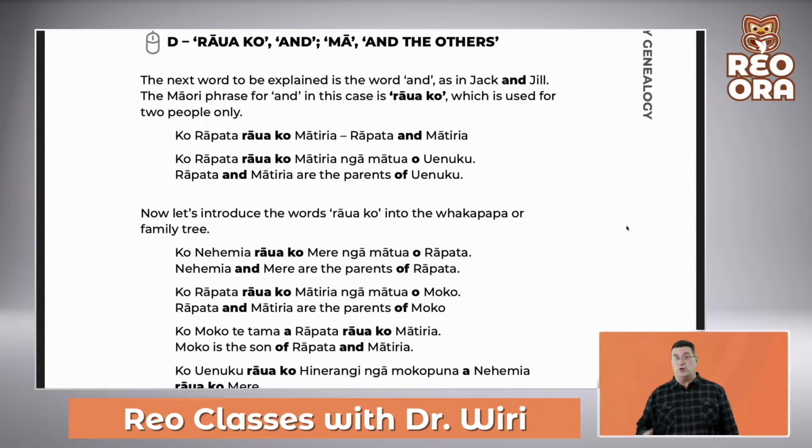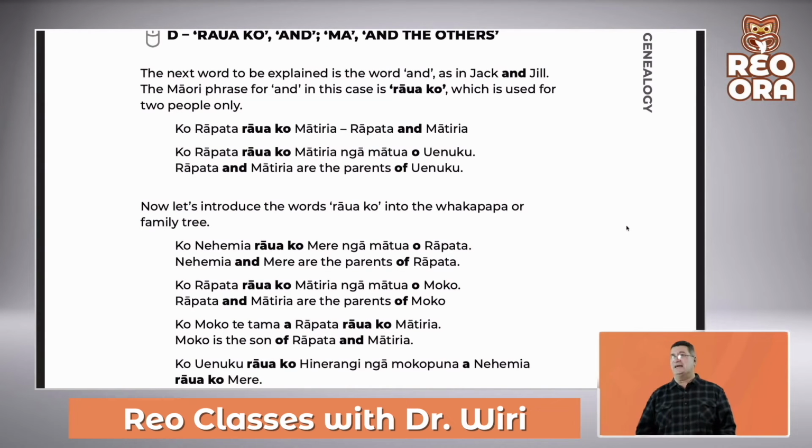If I wanted to say uenuku and moko, in Māori I have to join uenuku and moko together with a rāua ko. So I have to say uenuku rāua ko moko. Uenuku and moko. So rāua ko just joins two people together. For example, ko rāpata rāua ko mātiria.